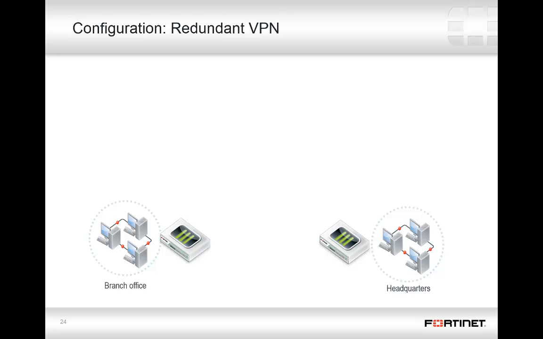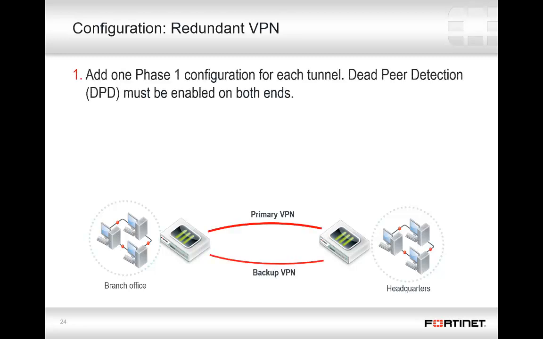So how can we configure a partially or fully redundant VPN? First, create one interface-based phase 1 for each path, one phase 1 for the primary VPN, and one for the backup. Enable dead peer detection, DPD, so that FortiGate will detect when the VPN tunnel to its peer is down and switch to route traffic through the backup VPN. Create a phase 2 also.